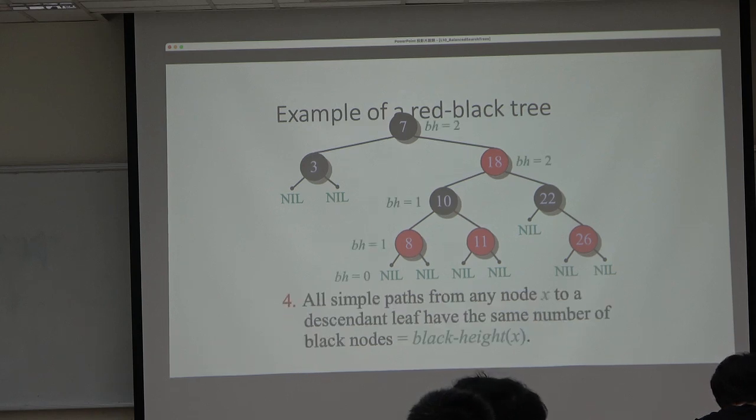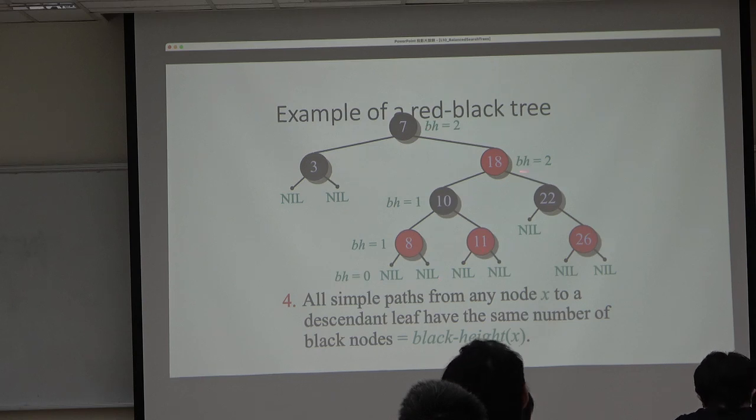The last one. All simple paths from any node x to a distant leaf have the same number of black nodes. So from the root to all the leaf nodes, you can see the black height is 2. It will traverse through 2 black nodes. And for this one, the black height is 2 as well. And this one, the black height is 1.